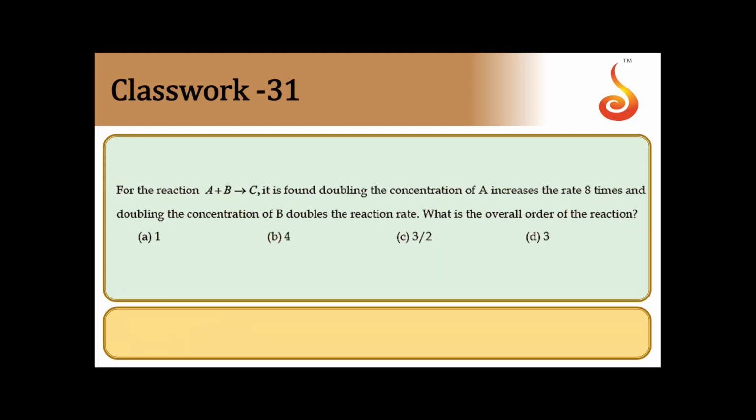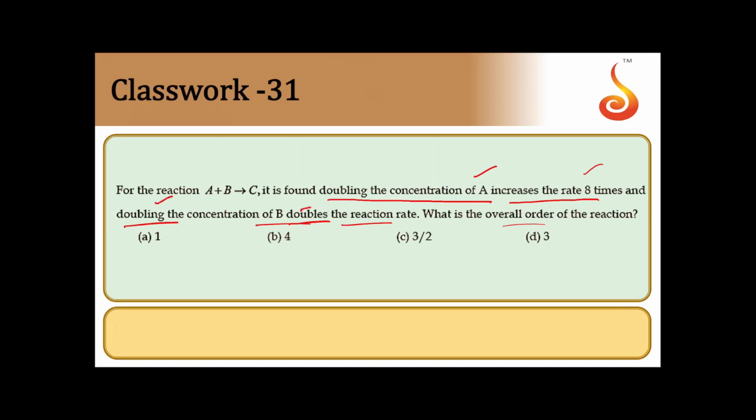Then for the reaction A plus B giving C, it is found that doubling the concentration of A increases the rate by 8 times, and doubling the concentration of B doubles the reaction rate. What is the overall order? So, doubling A, the rate changes by 8 times. Doubling B, the rate also doubles.